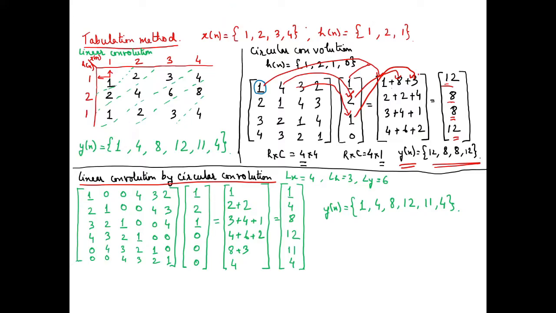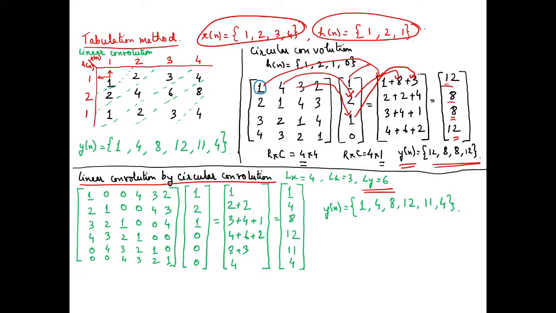If we have x[n] and if we know h[n], we can find out what should be the length of the output signal, right? We already discussed: 4 plus 3 minus 1, 6. The length of the input signal is 4, the length of the impulse response is 3. So 4 plus 3 minus 1 equals 6. So we know that our output signal will have 6 elements.